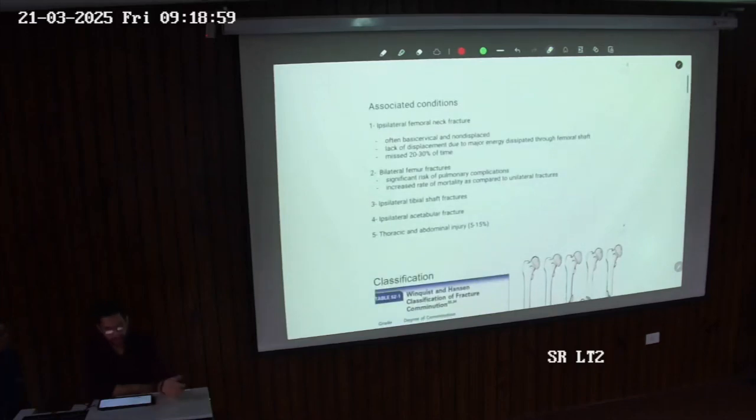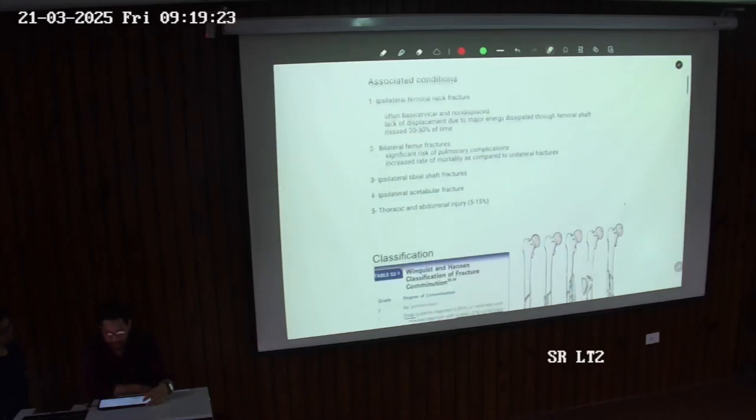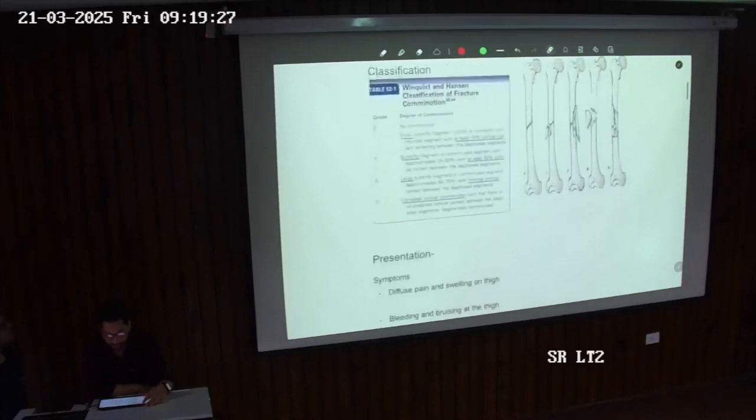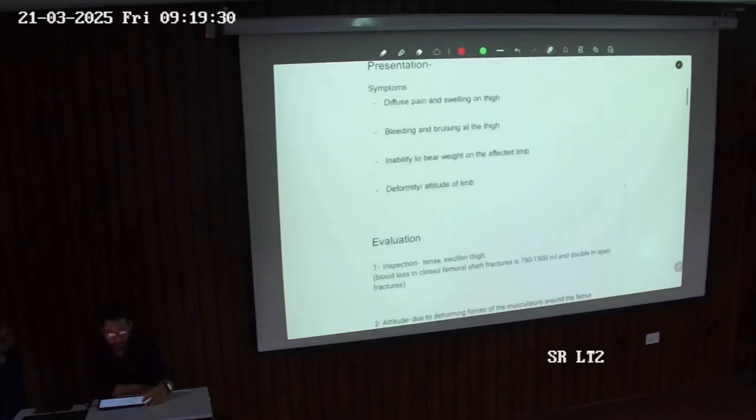What are the associated conditions in which shaft of femur fractures can occur? It can occur with ipsilateral femoral neck fractures. What is ipsilateral? Single side. It can occur in bilateral femur fractures, same side tibial shaft fractures, same side acetabular fractures, or fractures associated with thoracic or abdominal injury. Classification is not important. Coming on to the clinical features.